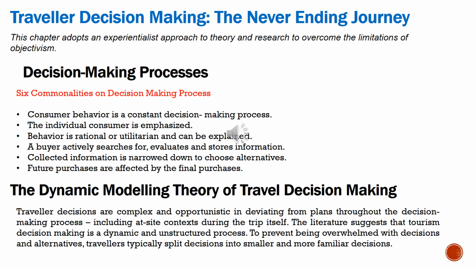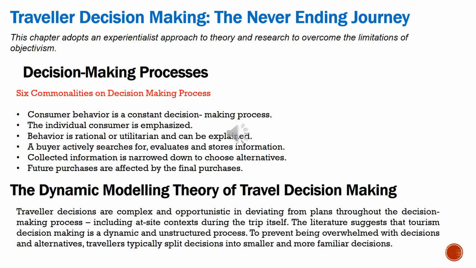So, decision-making processes. Take note of the 6 commonalities on the decision-making process. Okay? It will come out in your midterm. First, consumer behavior is a constant decision-making process. The individual consumer is emphasized. Behavior is rational or utilitarian and can be explained. A buyer actively searches for, evaluates, and stores information. Collected information is narrowed down to choose alternatives. Future purchases are affected by the final purchases. Okay, so very interesting, right?